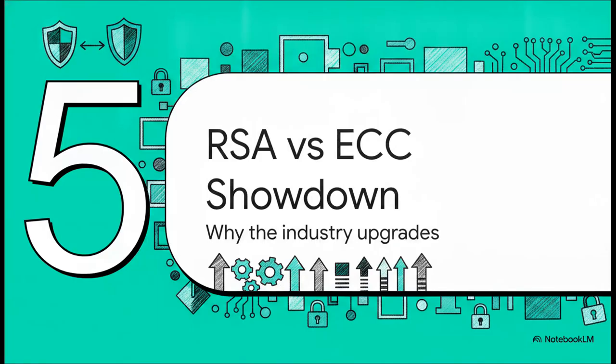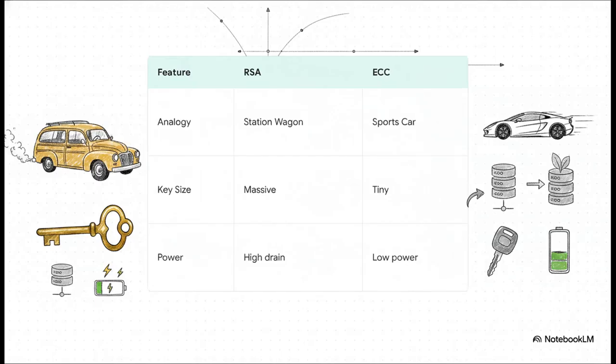Okay, Section 5, the showdown, RSA versus ECC. Why exactly is the entire tech industry forcing this massive upgrade? When we put these two heavyweights head-to-head, RSA definitely remains our safe but clunky station wagon, and ECC is our streamlined sports car. The real knockout punch here is the sheer disparity in key size.